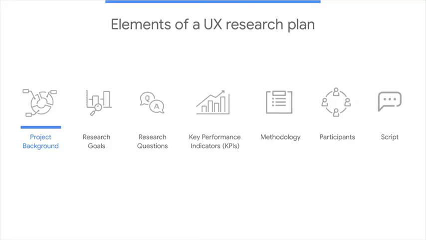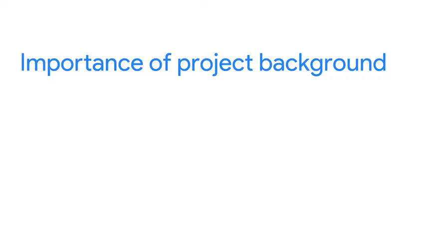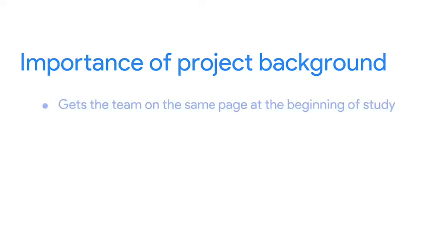Let's start by examining the project background of a research plan. This element summarizes the situation leading to the needs for this research. It's a brief explanation you can give to anyone who asks why you're doing this research. Why is the project background an important part of your research plan? Establishing a project background gets the team on the same page at the beginning of the study. Everyone on the team needs to have a common grasp of the history leading up to the current situation.